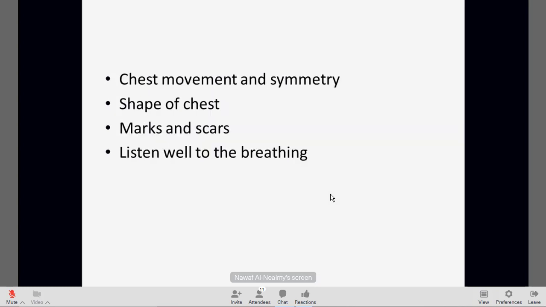Shape of the chest and chest movement with breathing, and also to check whether it is symmetrical or not. If there are any marks and scars over the chest, and also you can pay attention and listen to the breathing of the patient. It might give you a clue to the condition.